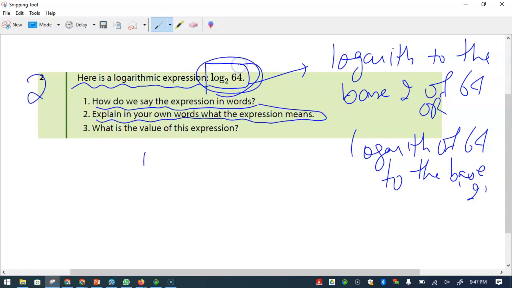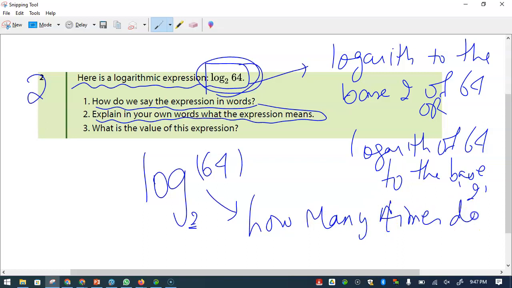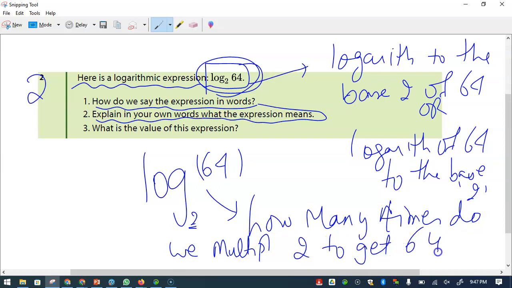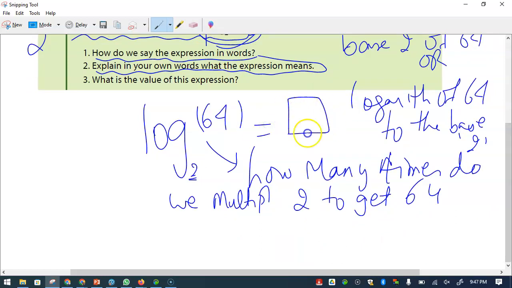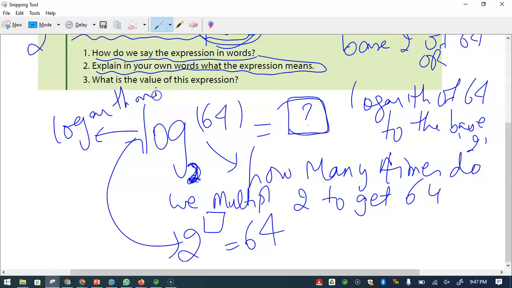So what do you think this expression means when you write it down? It means the base: how many times do we multiply 2 to get 64? This also basically means you don't know the answer, so put a question mark. It means the base 2 raised to the box, which you don't know, equals 64. So this is the equivalent form called exponential form, and this is called logarithmic form.